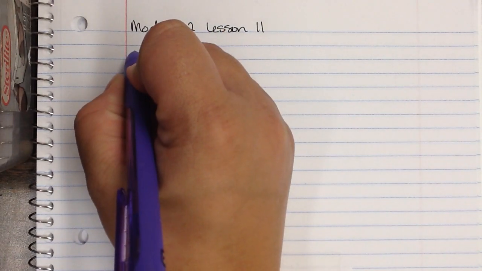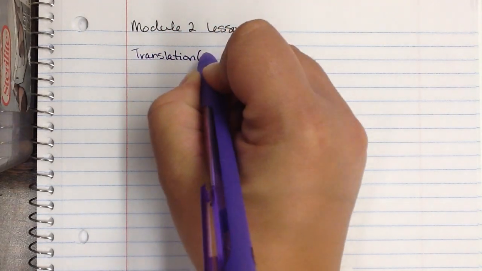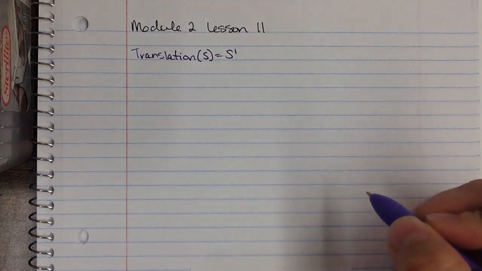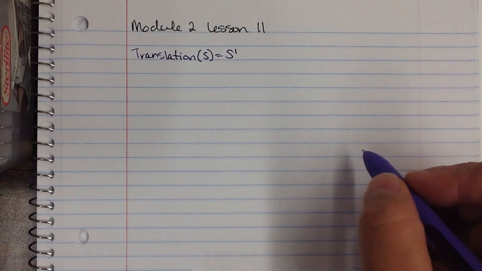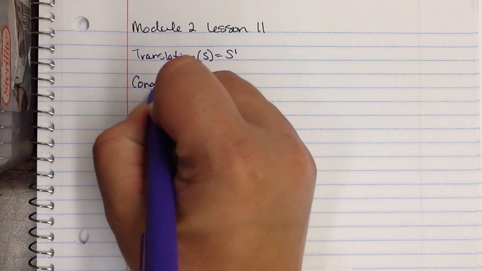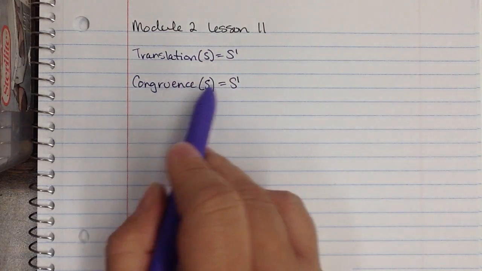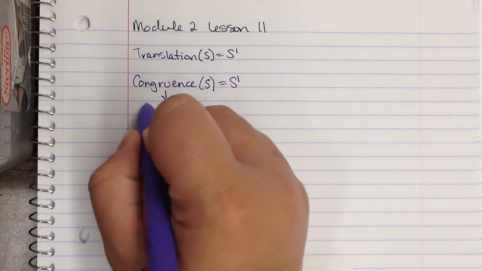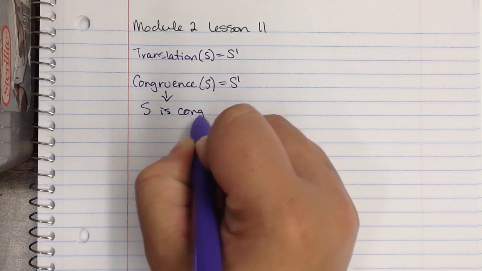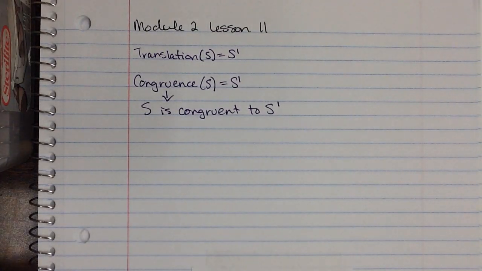So you have seen something like this where it said translation of S equals S prime, or reflection or rotation. So now we're going to talk about congruence. If we have congruence of S equals S prime, all that means is that S is congruent to S prime. And we can write that with a symbol.